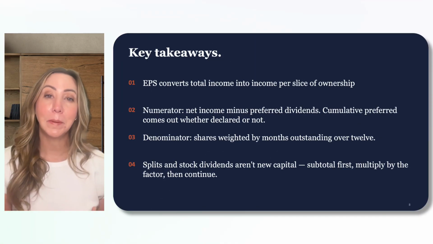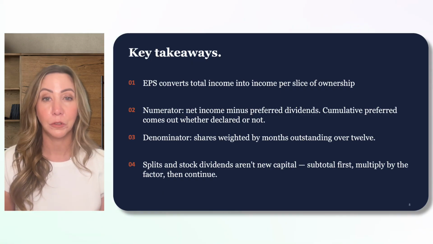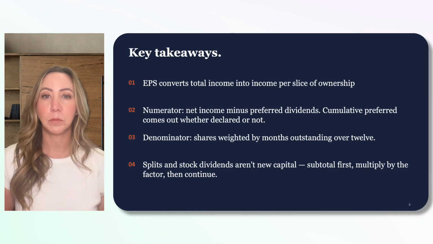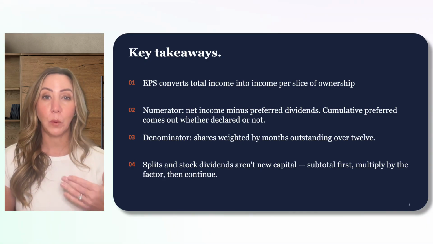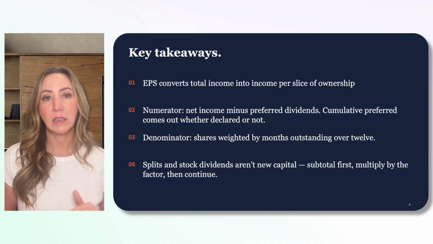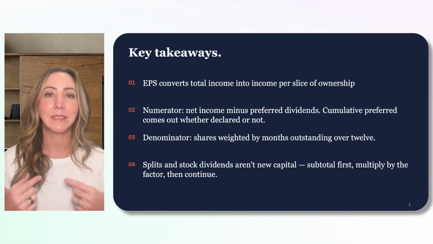To wrap up, EPS converts net income into a number that is meaningful to an individual shareholder and allows for comparison across years, companies, and industries, which is why it's the most quoted number in finance. The numerator is net income minus preferred dividends, and the denominator weights every share issuance by the months it was outstanding over 12. Stock splits and stock dividends are treated differently than a new issuance because no new capital comes in the door. We assume that they were outstanding since the beginning of the year.